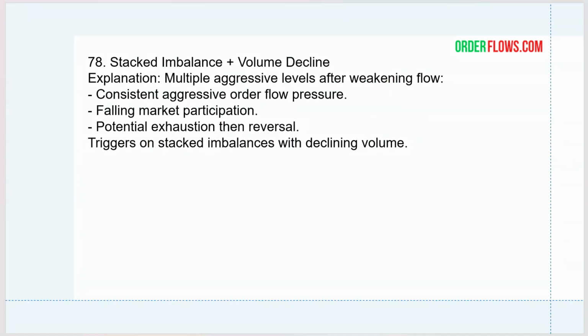All right, number 78 is stacked imbalance plus volume decline. Now the explanation is multiple aggressive levels after weakening flow. You've got consistent aggressive order flow pressure, you have falling market participation, you have potential exhaustion and then a reversal. It's going to trigger on stacked imbalances with declining volume.